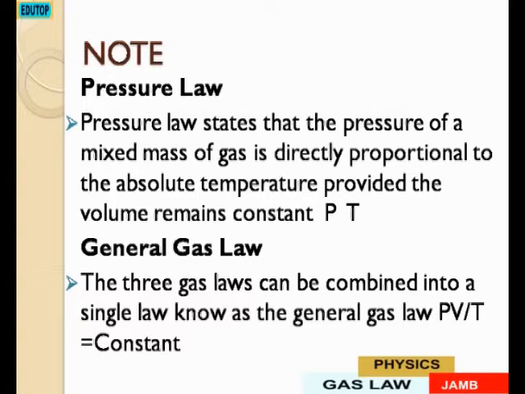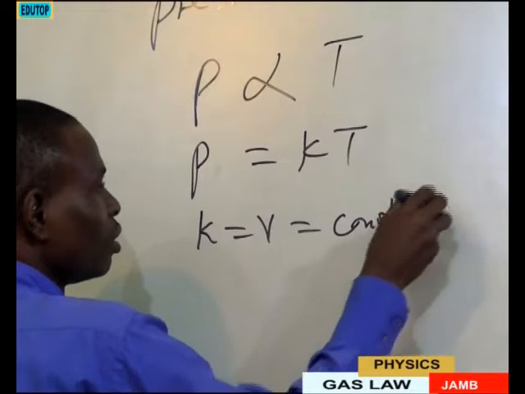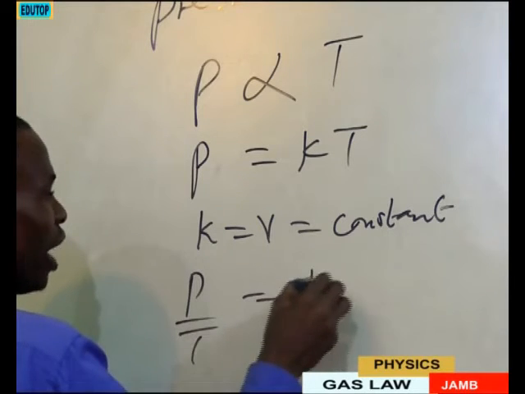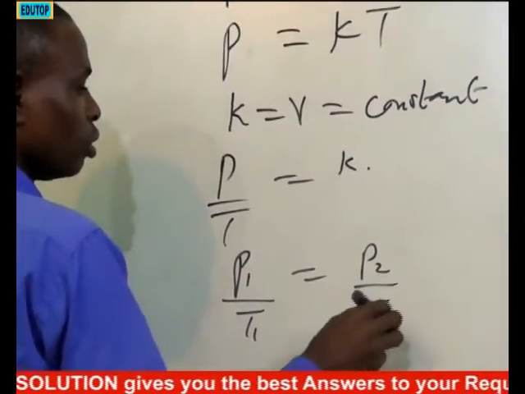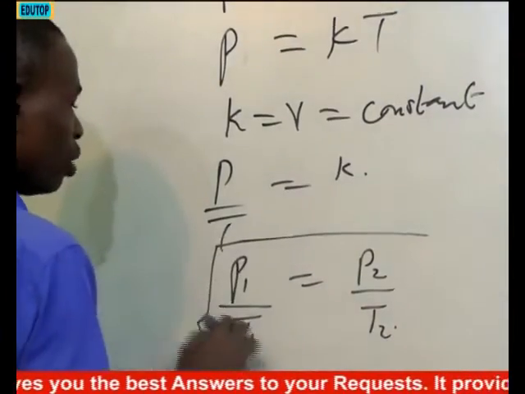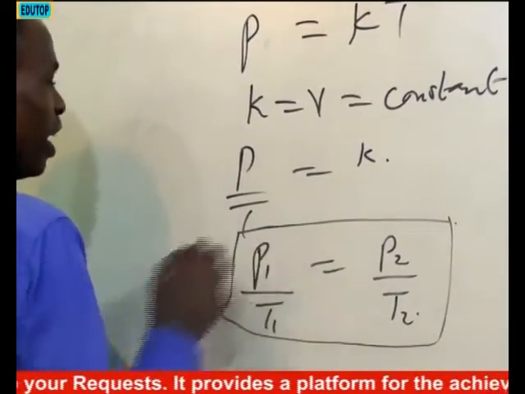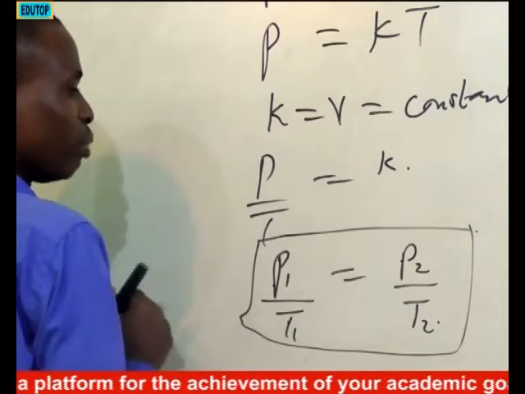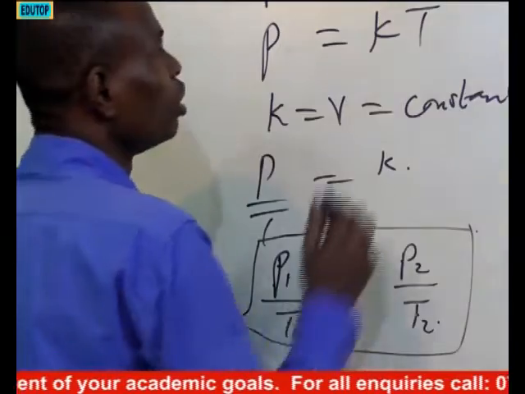Let's see. Pressure is equal to KT. And our K here is the volume, which is constant. That is P over T is equal to K. Then we can have P1 over T1 is equal to P2 over T2. And that will be a good relation for pressure law. Here P is your initial pressure, initial temperature, final pressure, final temperature. Okay? And that's what this is all about.